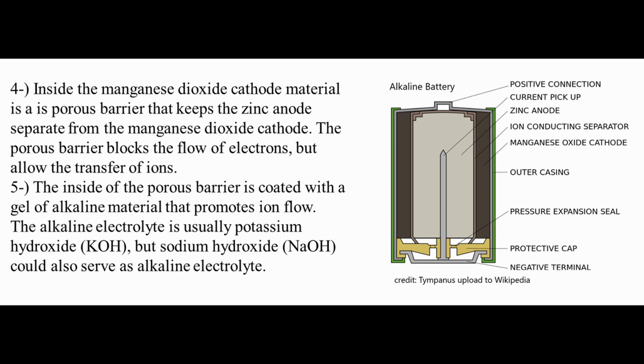Inside the manganese dioxide cathode material is a porous barrier that keeps the zinc anode separate from the manganese dioxide cathode. The porous barrier blocks the flow of electrons but allows the transfer of ions. The inside of the porous barrier is coated with a gel of alkaline material that promotes ion flow. The alkaline electrolyte is usually potassium hydroxide, KOH. Sodium hydroxide, NaOH, could also serve as the alkaline electrolyte.